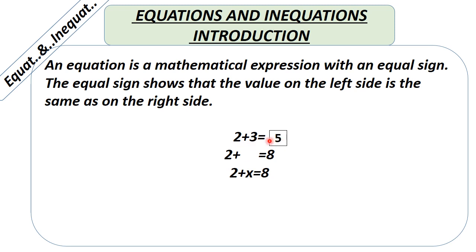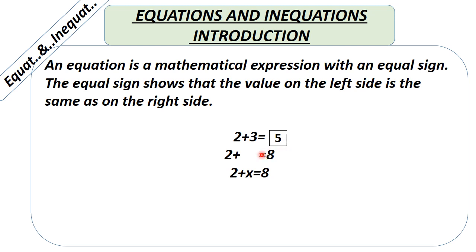We all know that. So what this means is 2 plus 3, when you add it in your head, what you're going to get should be the same as what is on the right hand side. Equal to means what is on the left should be the same as what's on the right. So 2 plus 3 is the same as 5.